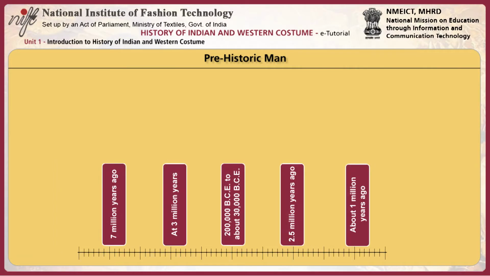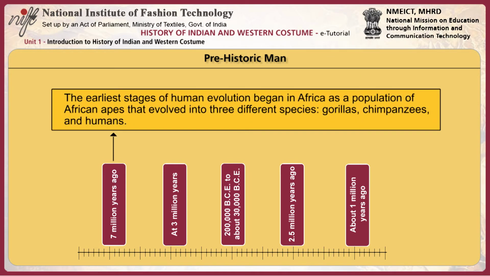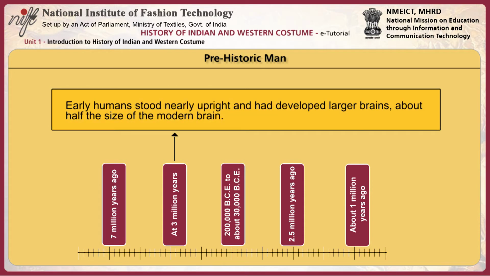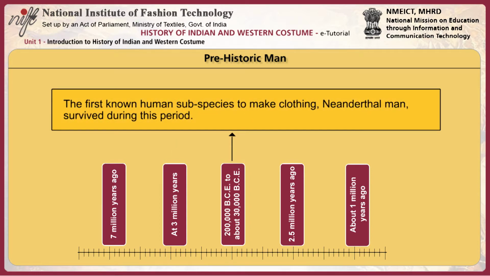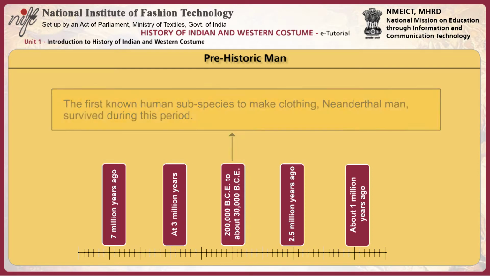Prehistoric man evolved over a period of 7 million years. The earliest stages of human evolution began in Africa as a population of African apes that evolved into 3 different species: gorillas, chimpanzees, and humans. Early humans stood nearly upright and had developed larger brains, about half the size of the modern human brain. The first known human subspecies to make clothing, the Neanderthal man, survived during this period.